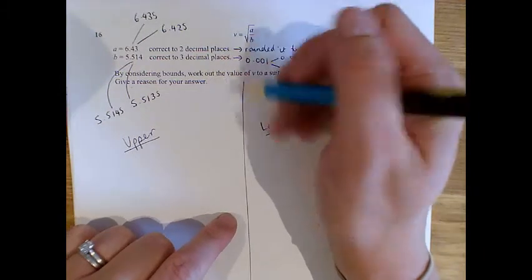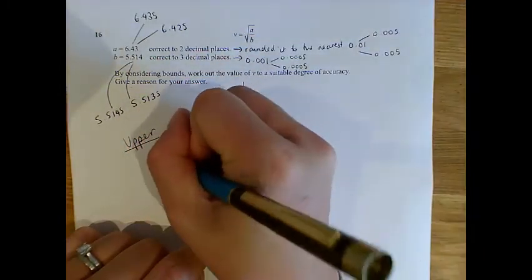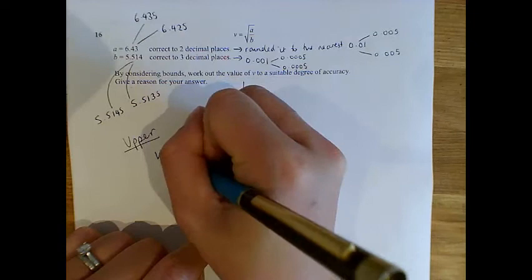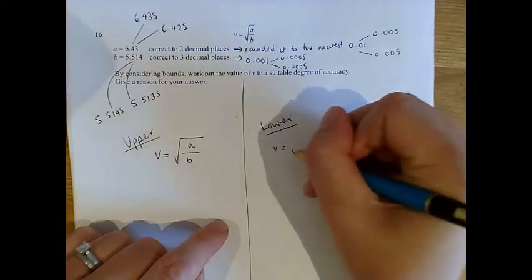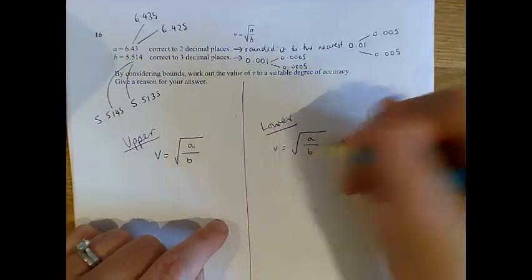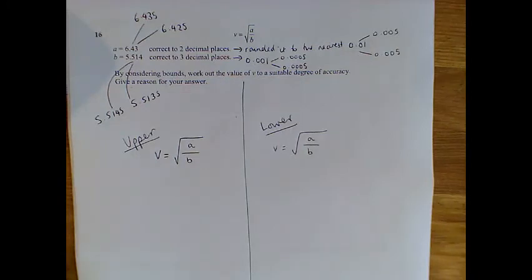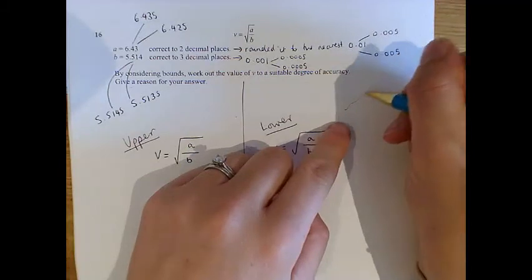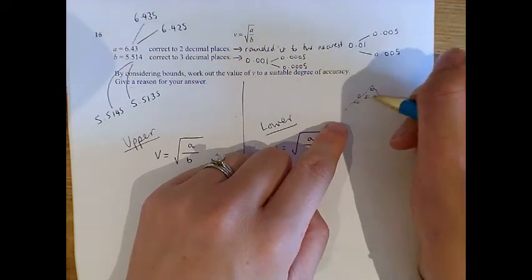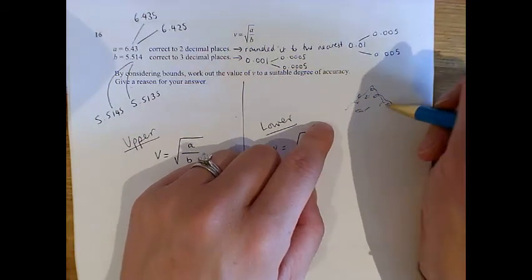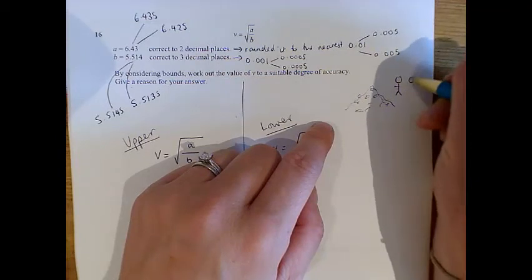So we know that V equals the square root of A divided by B. Now, when we have a fraction and we want to make it as big as we can, I want you to think about a pile of sweets. Here's my pile of sweets. And here's the people that are going to eat them.